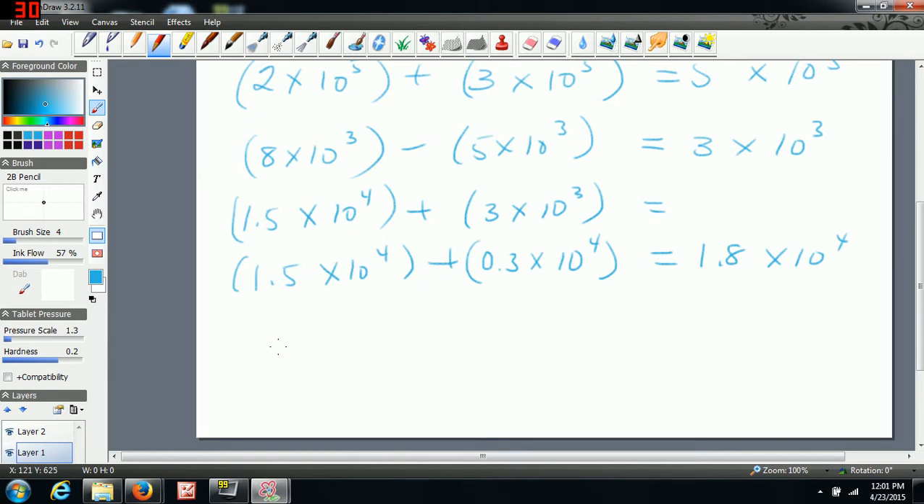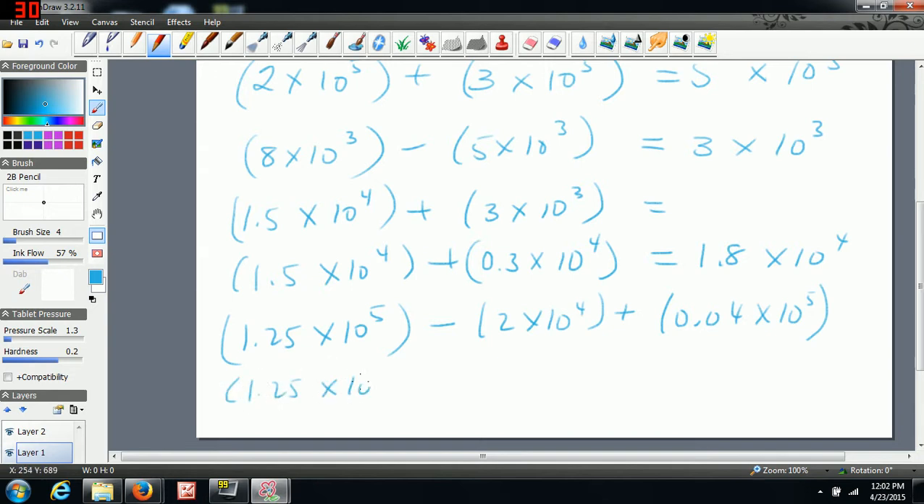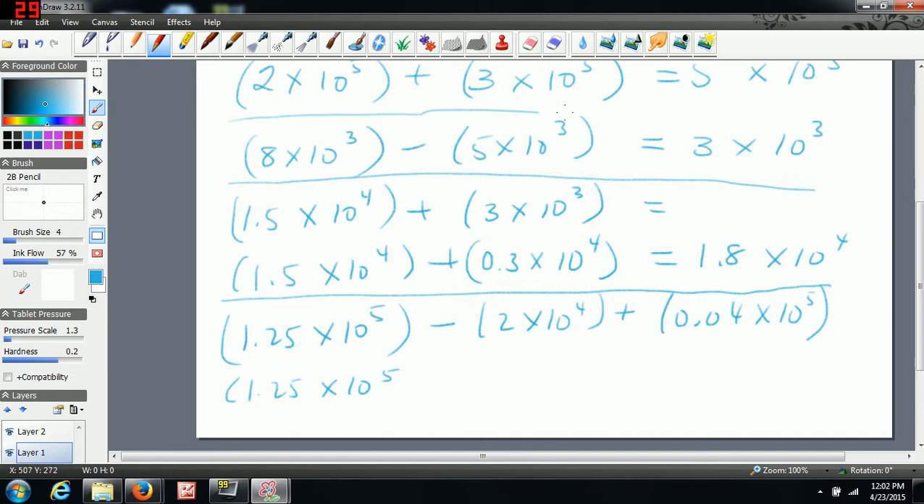We can try another example. Say we have 1.25 times 10 to the 5 minus 2 times 10 to the 4. And let's do plus 0.04 times 10 to the 5. So in this example, you can see that this one here is 10 to the 4, so we need to change that so it can be the same as these two. So I'm going to keep this one the same. I'm just going to put a line here to separate these. Okay, now over here this stays the same.